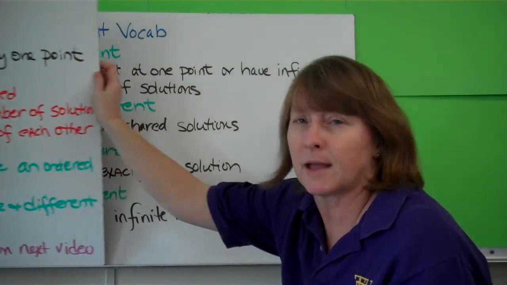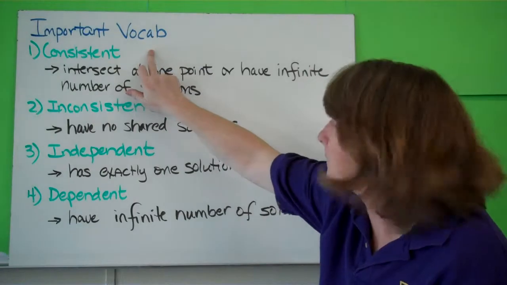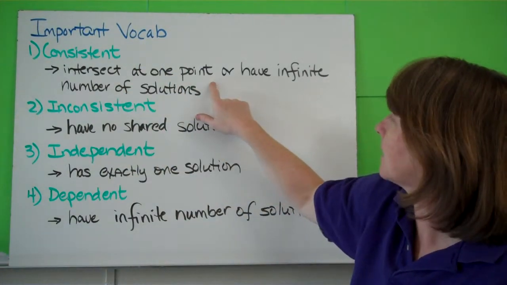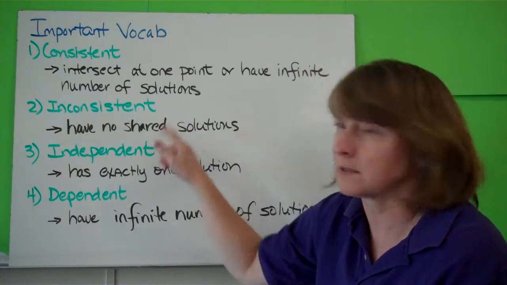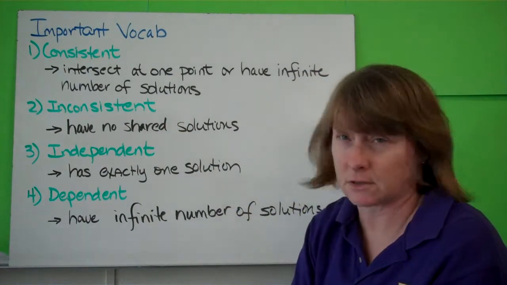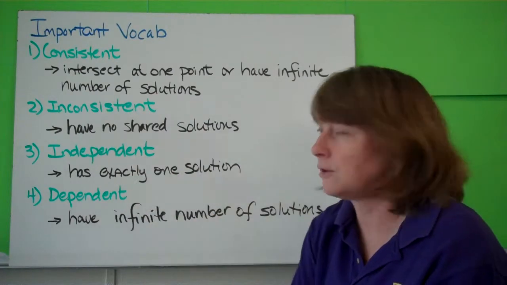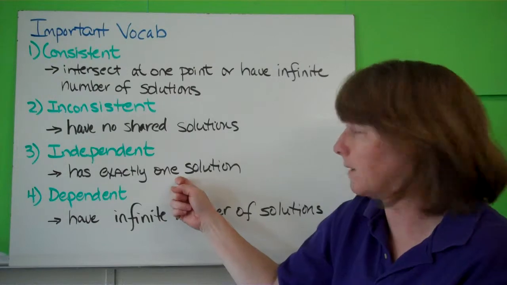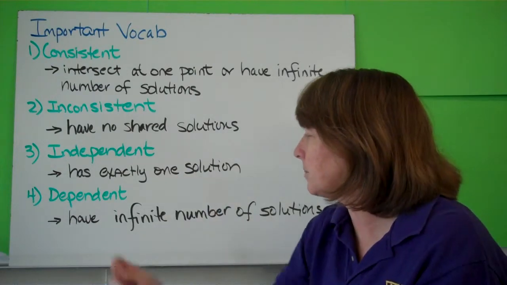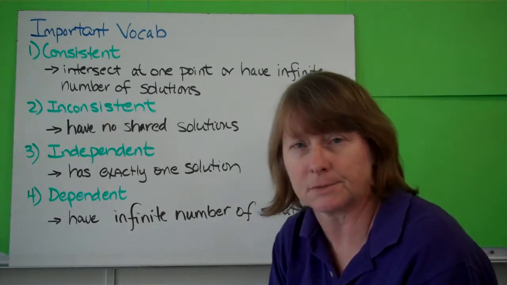There is some vocab you need to understand. If a system of equations is consistent, they intersect at exactly one point or have an infinite number of solutions. If they're inconsistent, they have no shared solution and are parallel lines. If they're independent, you have 2 independent equations that cross at exactly one point and have one solution. If they're dependent, they lie on top of each other and have an infinite number of solutions.